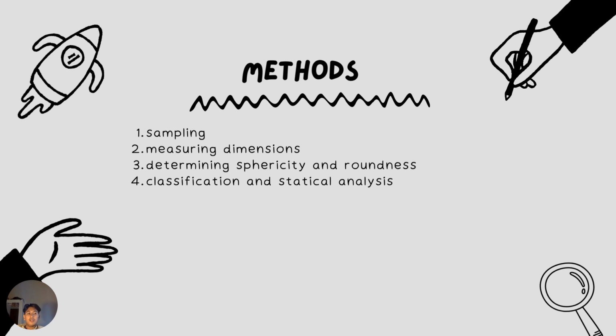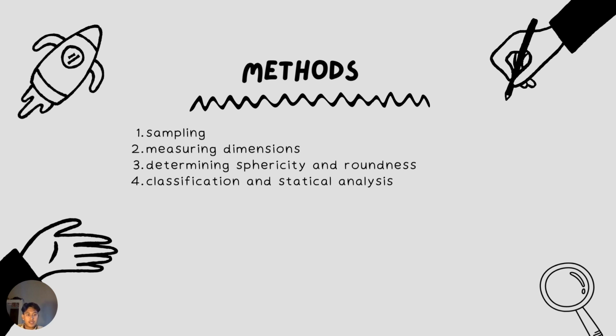The first step is sampling. As a geologist, usually we sample maybe 15 to 100 pebbles, to compare them with each other and get exact data. And then the second step is measuring dimensions. Each pebble is measured in three axes: the first one is length, then intermediate, and then the short. These measurements are later used to determine the pebble's form.